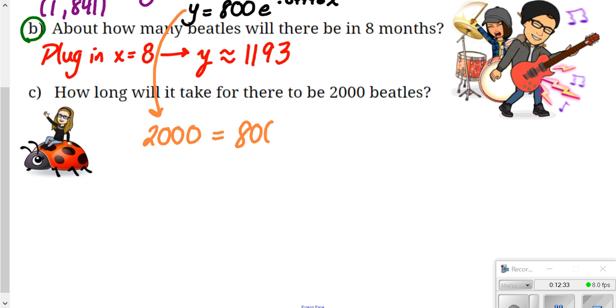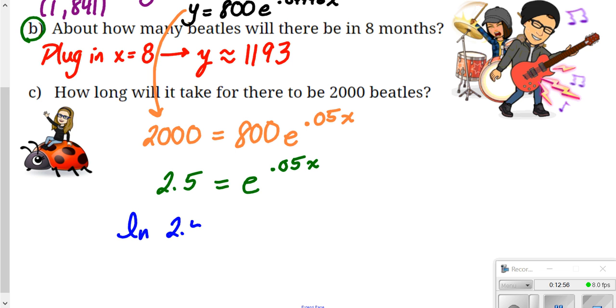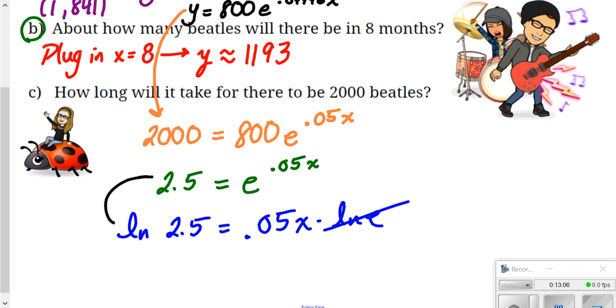I started with 800e. I'm going to round this on my paper to 0.05 times x. So the algebra here is first divide both sides by 800. That will give you 2.5 equals e to the 0.05, or however many decimal places you have, x. Then you're going to take the natural log of both sides. The natural log of e is 1. You also can just look at this as I'm just changing forms. I'm changing from exponential form to logarithmic form.